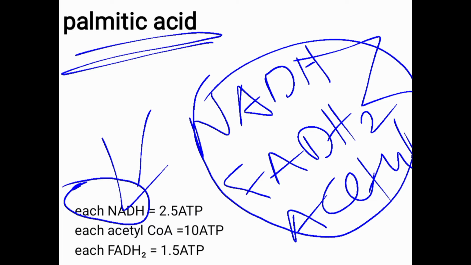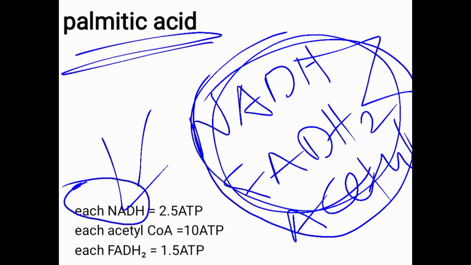In glycolysis, the net ATP generated in the pathway is 2 ATP. But here, in the beta oxidation pathway, we don't generate ATP. We actually generate ATP equivalents. You understand? These are ATP equivalents.